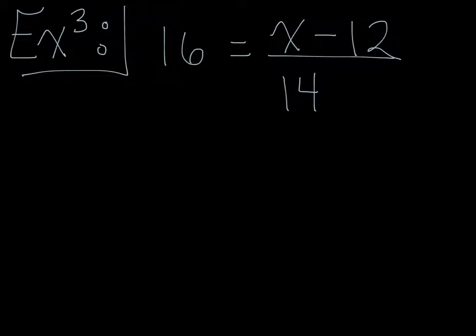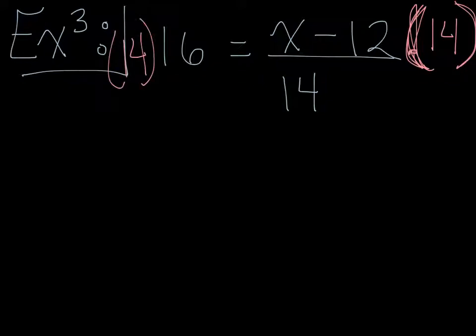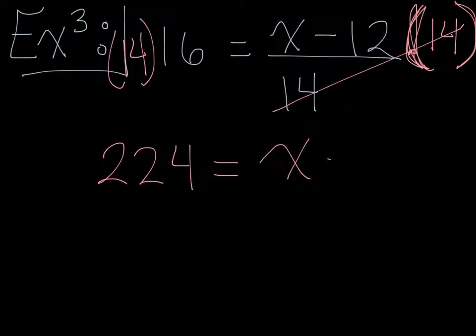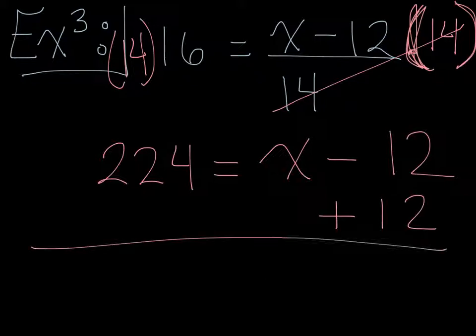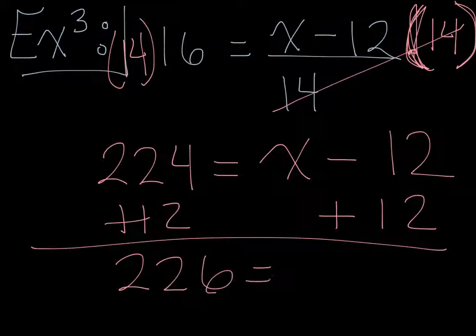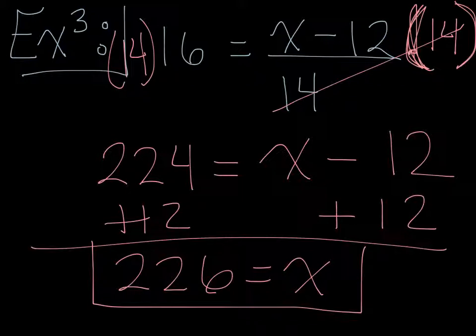But I'll continue. So to get rid of this 14 in the denominator, I'm going to multiply by 14, sorry. That was supposed to be multiplication. So multiply by 14, remember what you do to one side, you've got to do to the other. That makes this into a 1. So now I'm left with 224 equals x minus 12. And that's just a one-step problem. So I would just add 12 to both sides, and I would get 226 is equal to x. And again, check your work, okay? So I'm going to do one more.